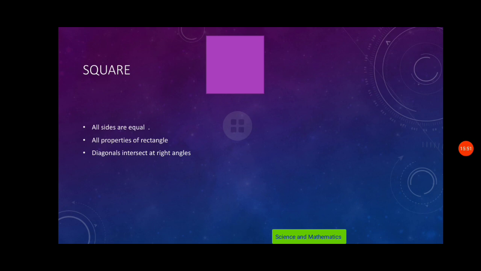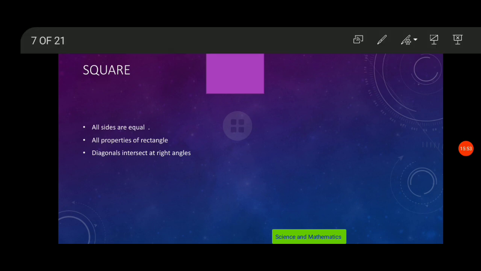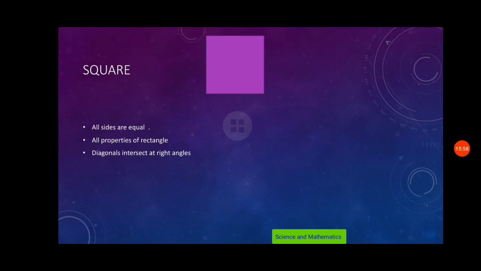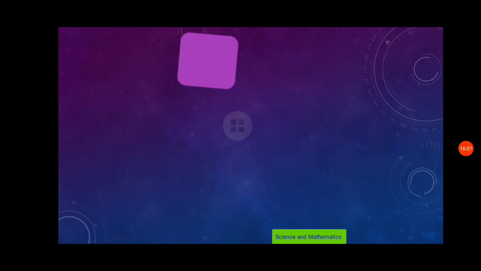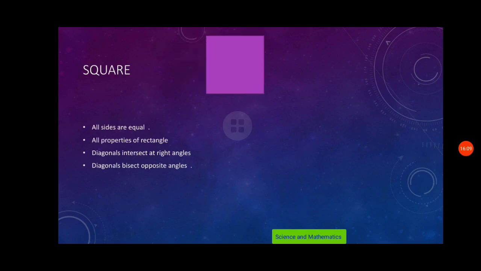Now diagonals bisect the opposite angles means that the bisectors of the square will also be equal. Now these are the properties, everyone.